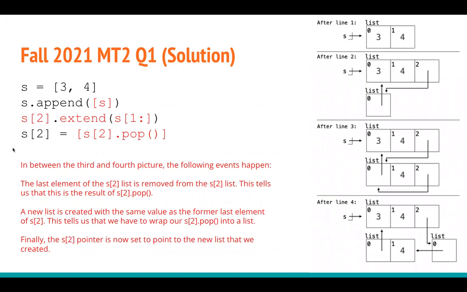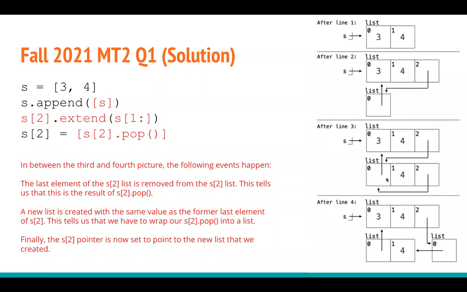Why is this not just S2 equals S2.pop without this list? Well, here we created a new list. You can see this list didn't exist before. It's similar to how we had to create a new list up here. We're also creating one down here. And to do that, we need to make sure that we have this extra set of brackets around S2.pop. So now S2 is pointing to a list, which points back to our other list.